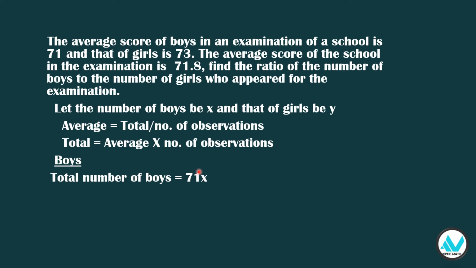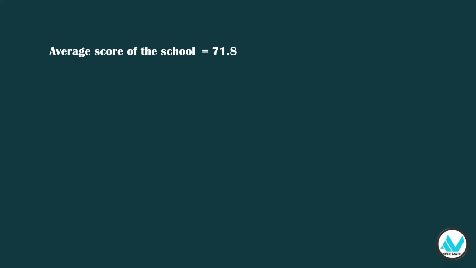So 71X. And for the girls, total number of girls is nothing but 73Y because average is given to be 73 and the number of girls we have taken as Y. So 73Y. Average score of the school is given to be 71.8. Now mathematically if I have to write, it's nothing but (71X + 73Y) by (X + Y) equal to 71.8.